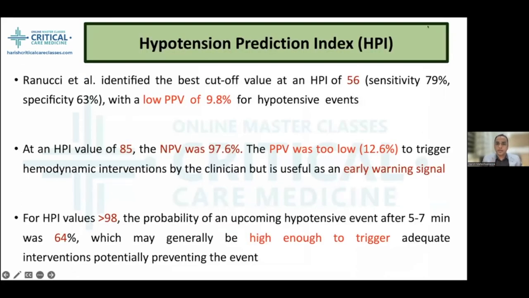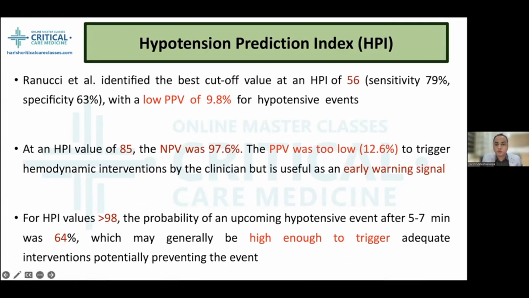So HPI, there are some data available. We have an identified best cutoff of HPI of around 56, with a sensitivity of around 80% and specificity of 63%. When we have HPI very low, the positive predictive value is around 10% for hypotensive events. It means if we have an HPI more towards 100, assume a value of 85, then we have a very good negative predictive value of around 97%.